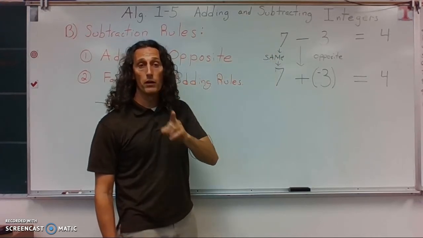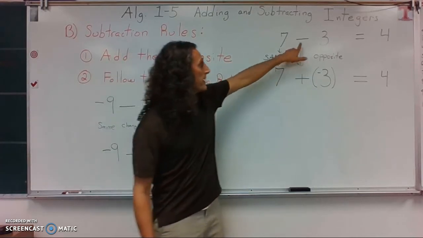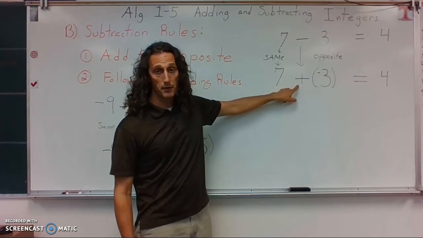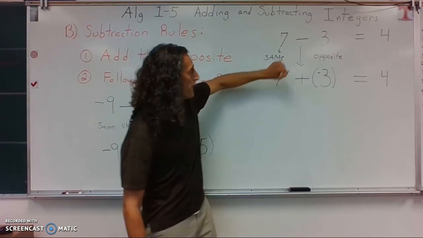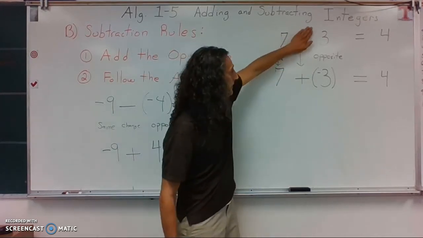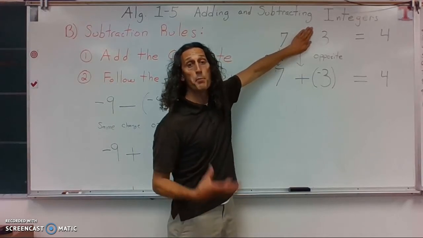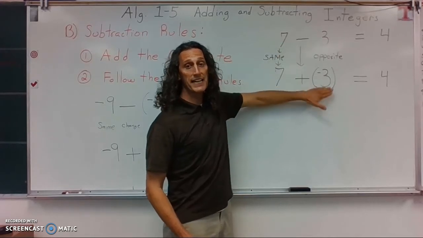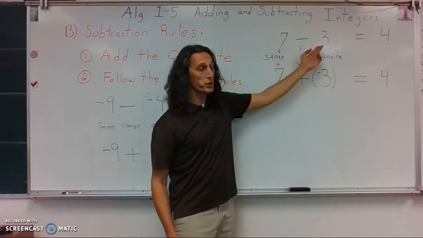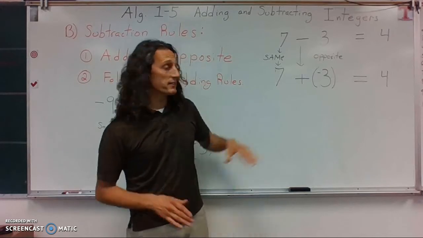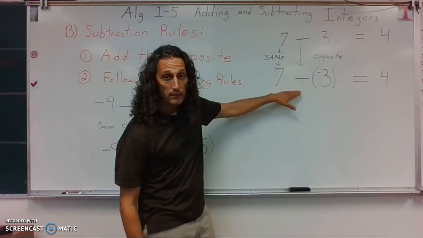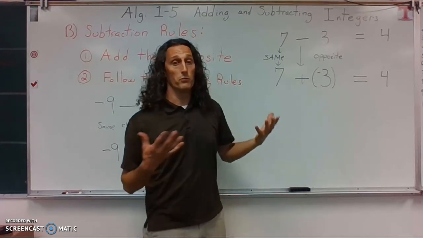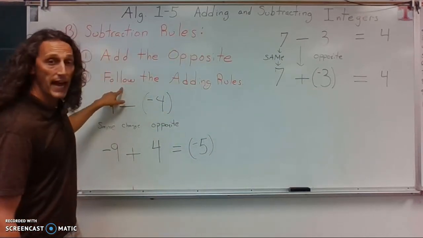But the rule number 1 says add. So take that subtraction sign, turn it to an addition sign, and here's the key. Once you do that, sometimes it helps me by covering up the minus sign. Well, that looks or appears to be a positive 3. What is the opposite of a positive 3? A negative 3. So now, this 7 minus 3 is actually the same thing as 7 plus its opposite, or 7 plus negative 3. And then step 2, follow the adding rules.